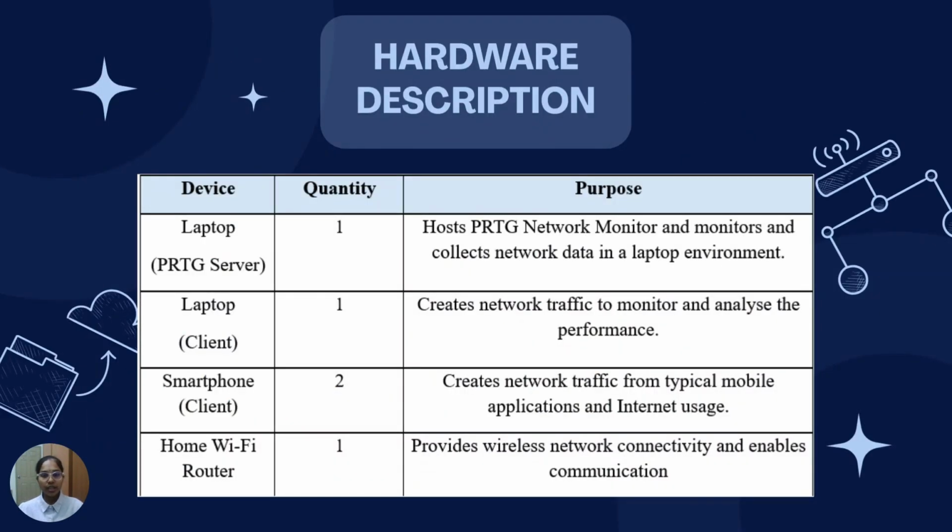And then next is the hardware used in our experimental testbed. The hardware consists of one laptop used as the PRTG monitoring server, one laptop as a client device, two smartphones as client devices, and one home Wi-Fi router. The monitoring server runs PRTG Network Monitor and is responsible for collecting and displaying network performance data in real time. And the client devices generate normal network traffic through activities such as web browsing, video streaming, and file downloads, while the home Wi-Fi router connects all devices within the same local area network.